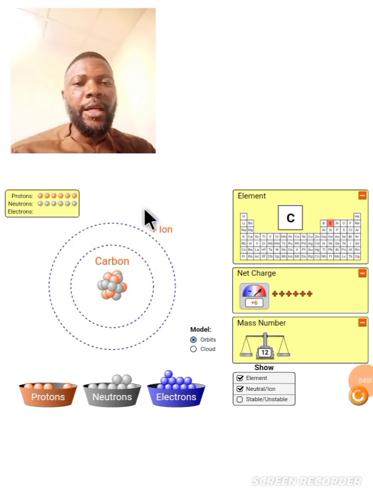But it is still written as an ion because the positive charge of the proton has not been neutralized by a negative charge. Look at the net charge here. The net charge is still positive because there's no neutrality from the negative particle, which is the electron. So let's see what happens when we add an electron.